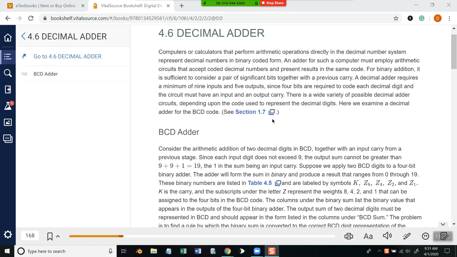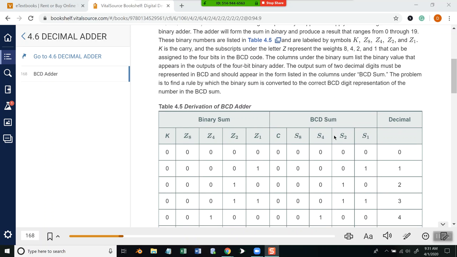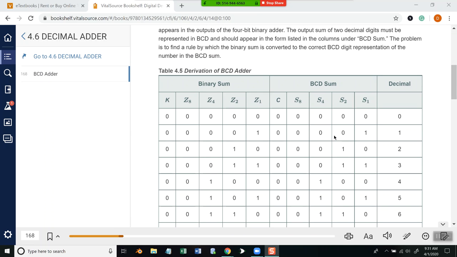A decimal adder requires a minimum of 9 inputs and 5 outputs, since 4 bits are required to code each decimal digit, and the circuit must have an input and output carry. There is a wide variety of possible decimal adder circuits depending upon the code used to represent decimal digits. Here we examine a decimal adder for the BCD code.